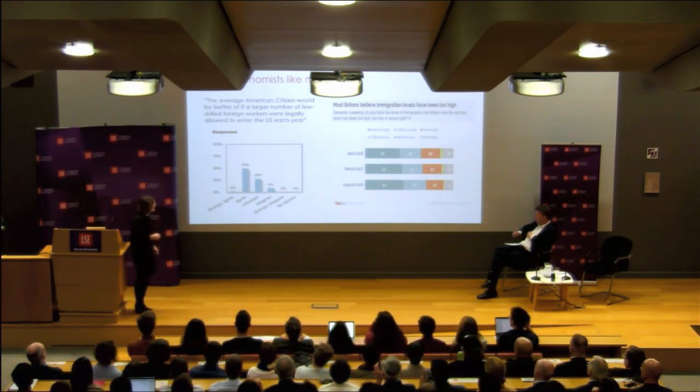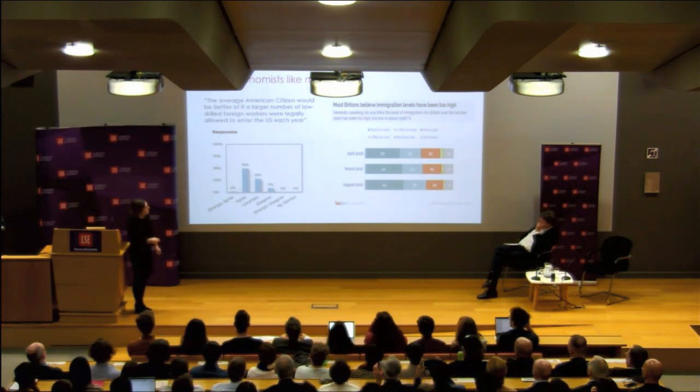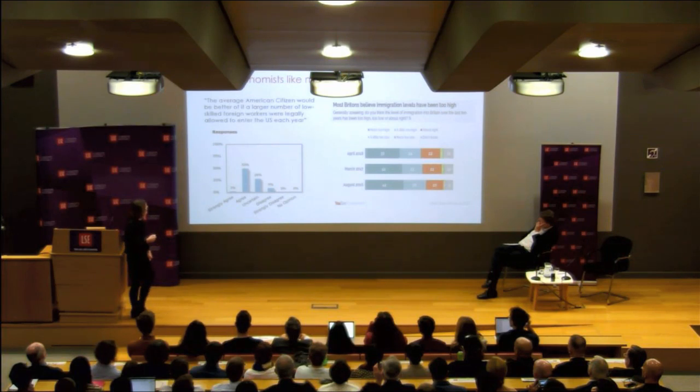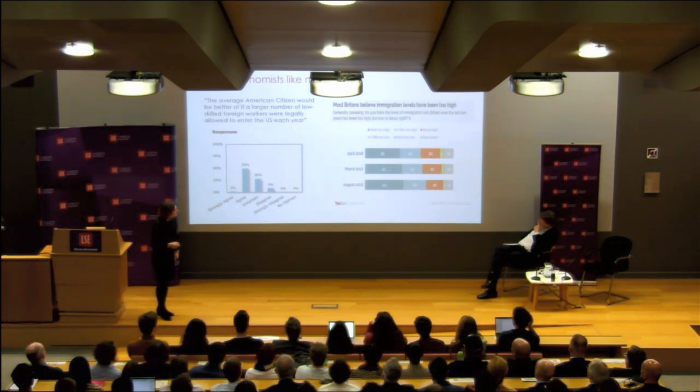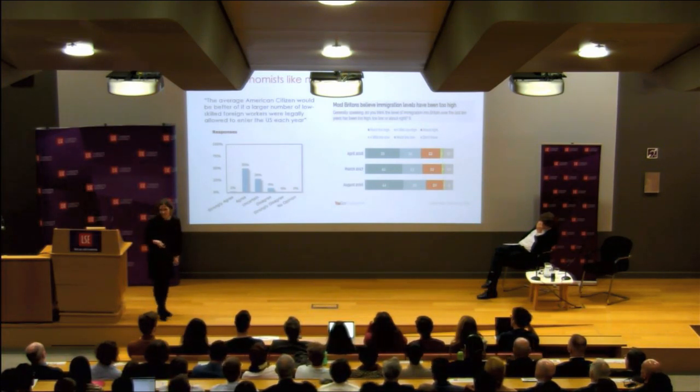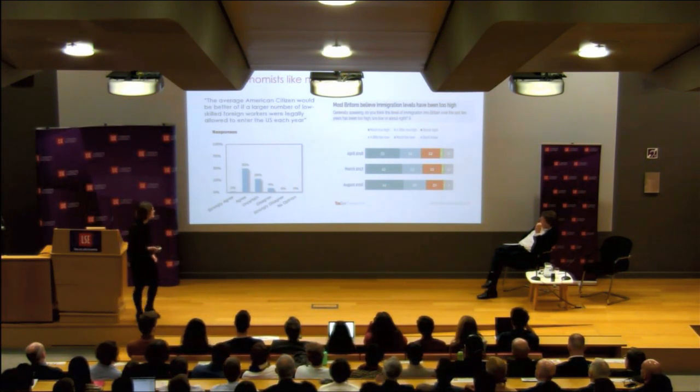Just to give you some UK numbers, I'm comparing the IGM Booth poll to a YouGov poll in the UK. The average American citizen would be better off if a larger number of low-skilled foreign workers were legally allowed to enter the US each year. About 50% of people agree, 28% of people are uncertain, and only 9% disagree. But if you look at respondents in the UK, 44% of Brits thought that immigration was much too high, 26% too high, and it stayed relatively stable over the year. So people don't agree with economists on migration either.